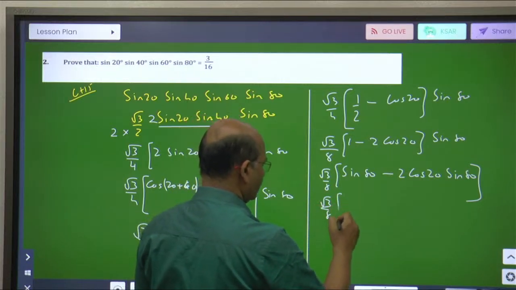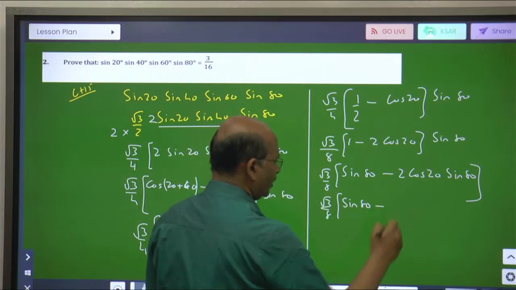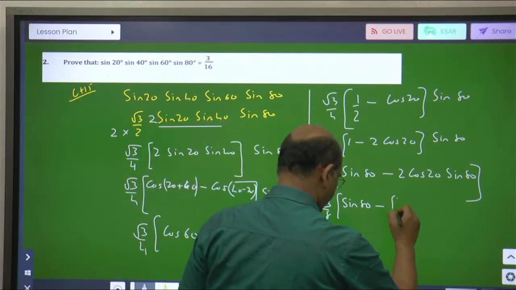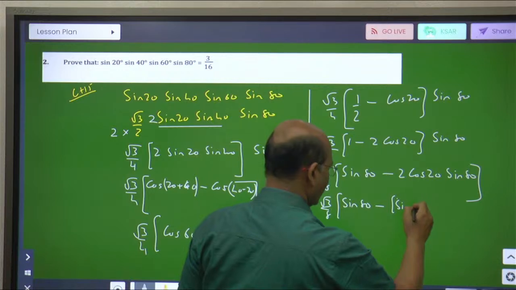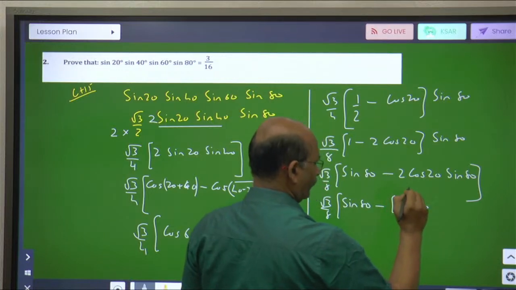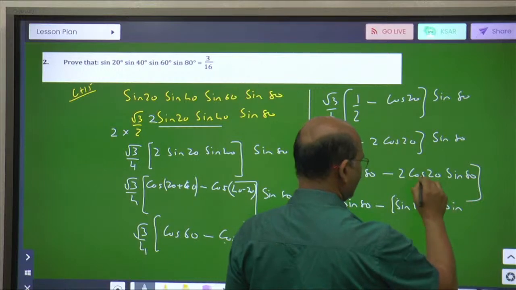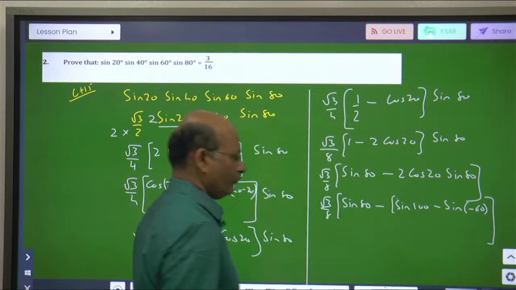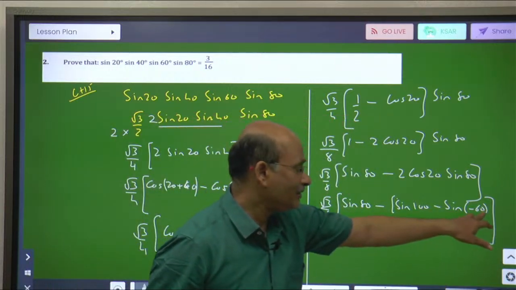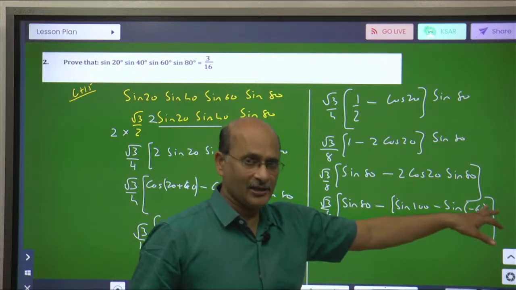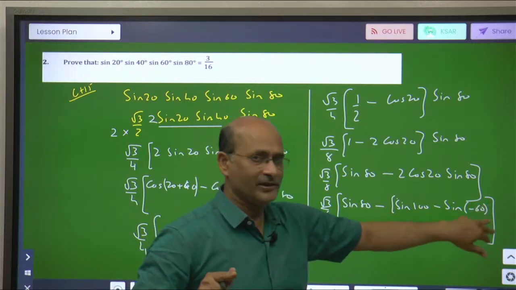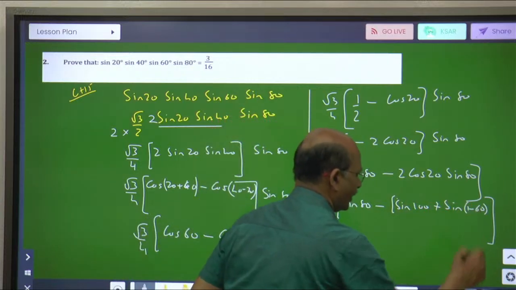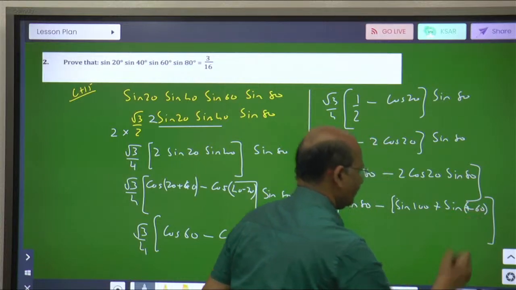Root 3 upon 8. This I can't do anything. So I can apply 2 cos sin is subtraction of sin. So sin of a plus b, sin of a plus b, right, minus sin of a minus b, 20 minus 80, sin of minus 60. Now wait, this is a troublesome thing. The sin of minus theta in compound multiple I had shared with you, sin of minus theta is minus sin theta. So minus of minus will become plus. So I just take, this will become plus.